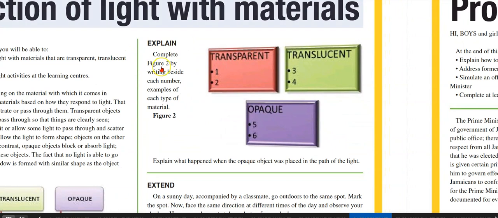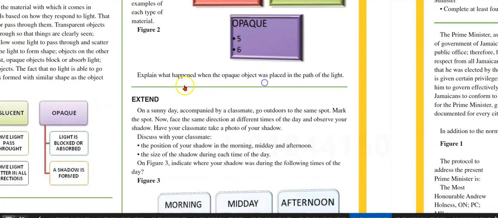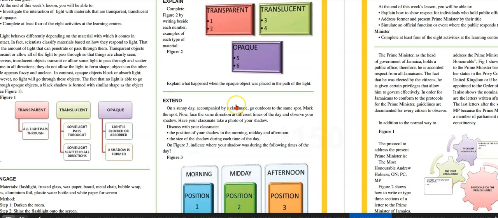Explain. Complete figure 2 by writing beside each number examples of each type of material. Materials that are transparent, give 2 examples. Materials that are translucent, 2 examples. And materials that are opaque, give 2 examples. Explain what happened when the opaque object was placed in the path of light.